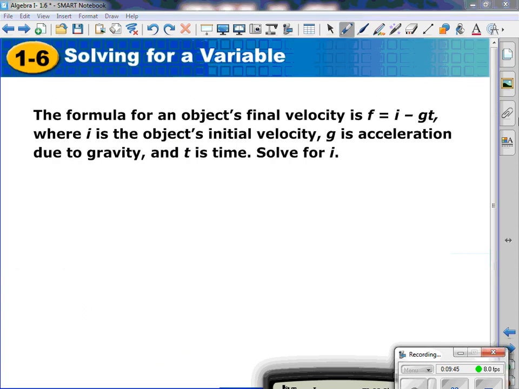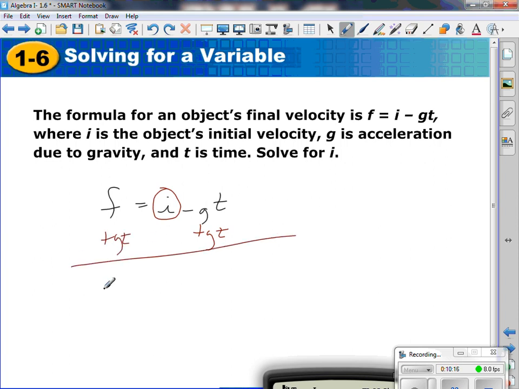There's a lot of people who are stuck on this one also. F equals I minus gt. I'm solving for I. So what do I have to move away from the I? The negative gt. How do I move a negative gt? Add gt. F plus gt equals I. Done.